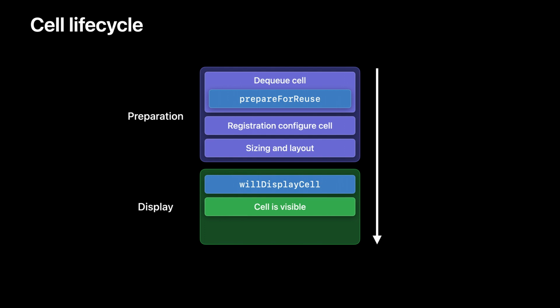WillDisplayCell is called on the delegate, and the cell is made visible inside the UICollectionView. The cell is now on screen. There are no more changes to its lifecycle while it remains visible. When it is scrolled off screen, didEndDisplaying is called for the cell, and it ends up right back in the reuse pool. From the reuse pool, a cell can be dequeued again, repeating this process.